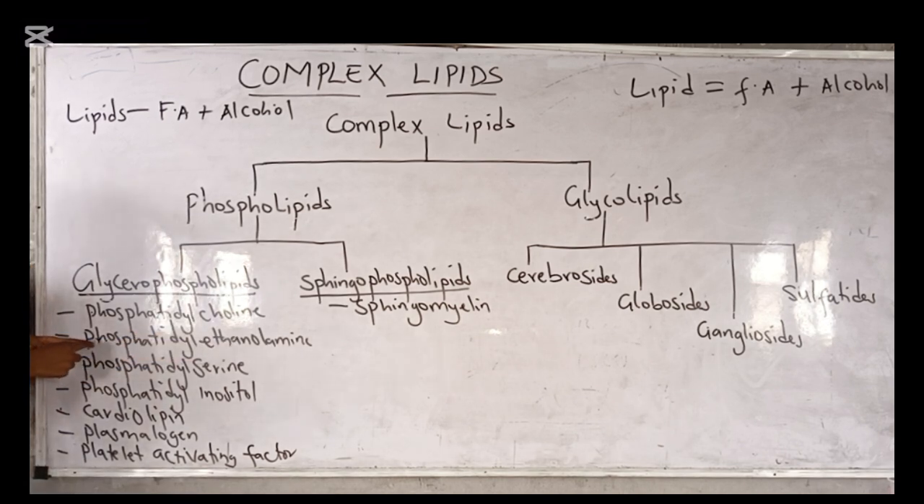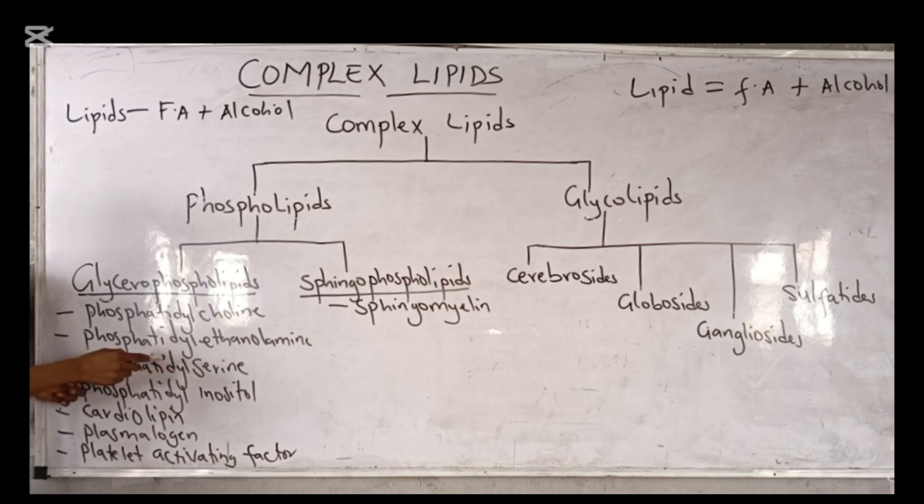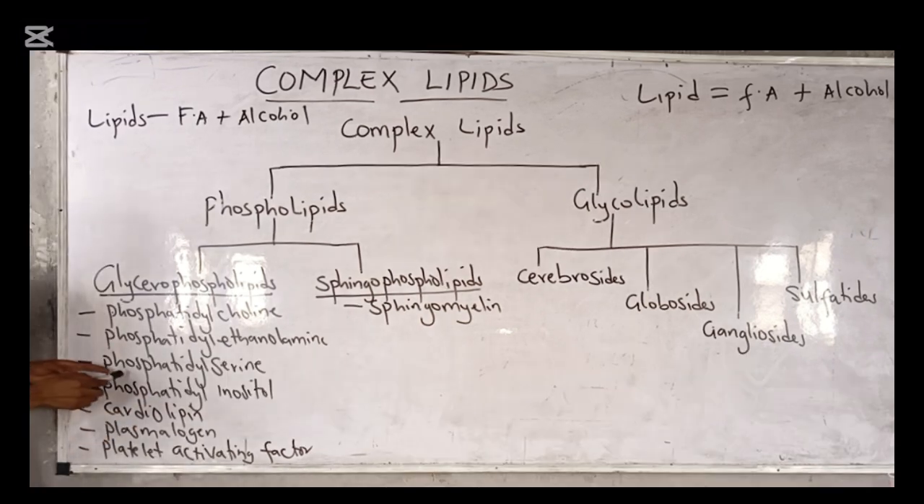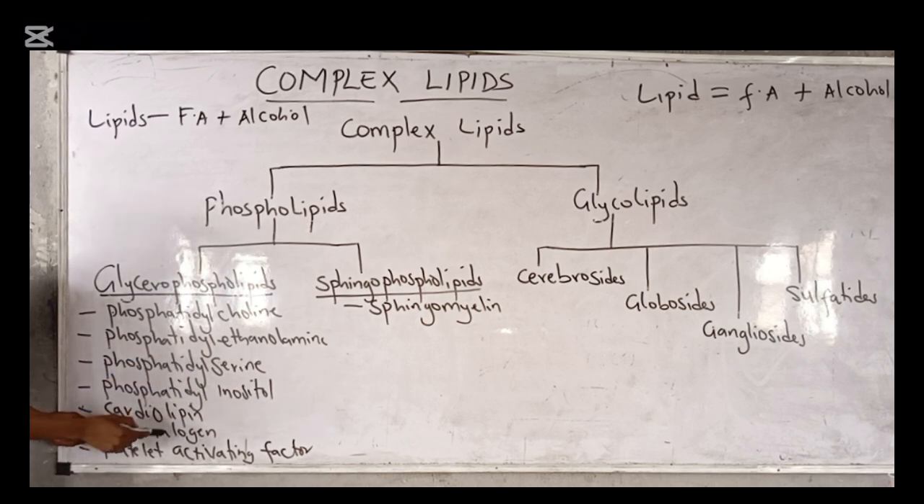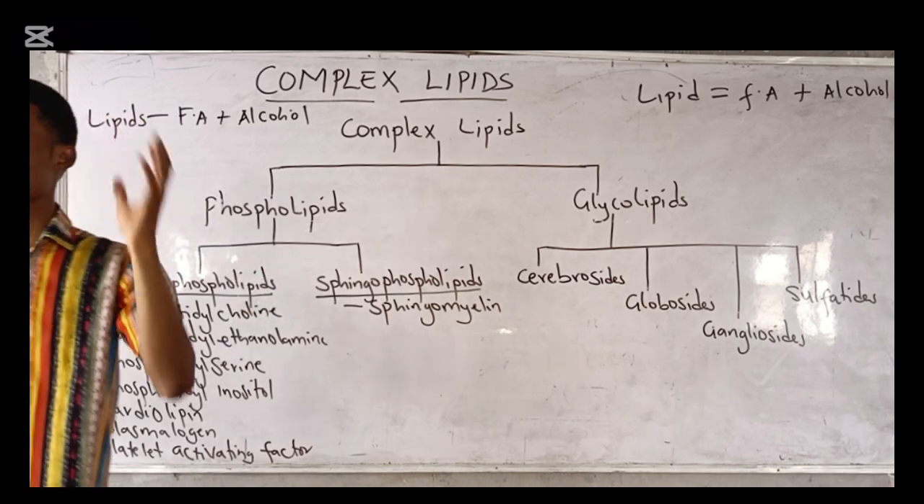Phosphatidylethanolamine contains phosphate, glycerol, fatty acid, and ethanolamine. Phosphatidylserine contains a phosphate group, glycerol, fatty acid, and serine. Okay, phosphatidylinositol is the same thing. We also have cardiolipin, plasmalogen, and platelet activating factor. As time goes on, we will see the components of all of them, how to draw them, and how to synthesize them.